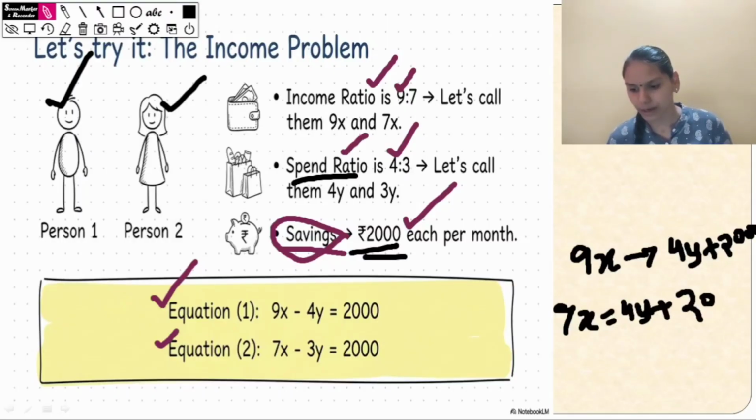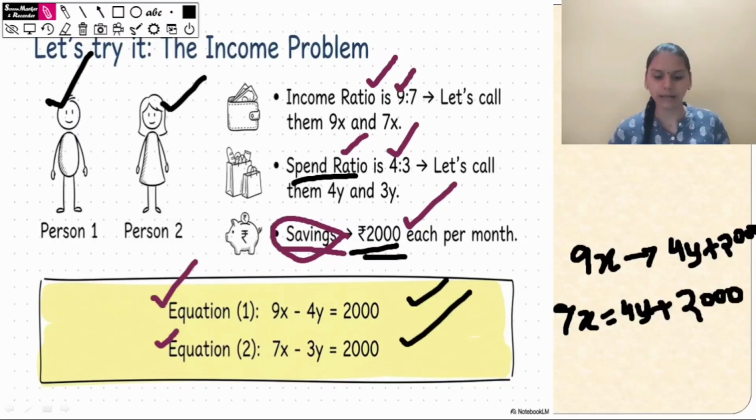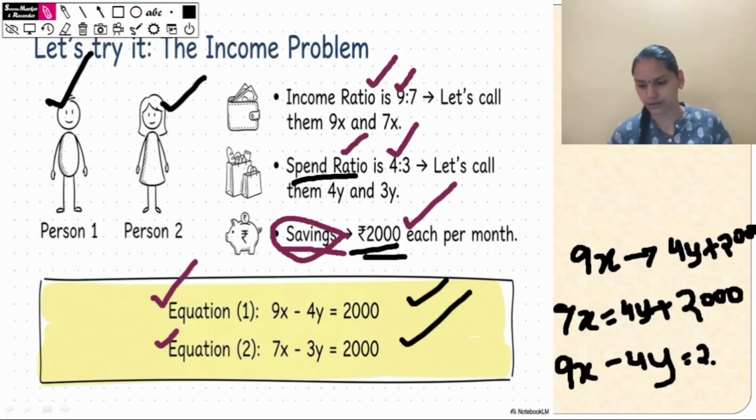See, all this is important to understand, because when you are making your own equations, you should know how to make the equation. Now these equations are already made, so you just go and solve it. Solving it by elimination method is easy, but making the equation is not tough, it is just new to you. You should try to make the equations. Now send this here: 9x minus 4y is equal to 2000. I hope you were able to understand this.